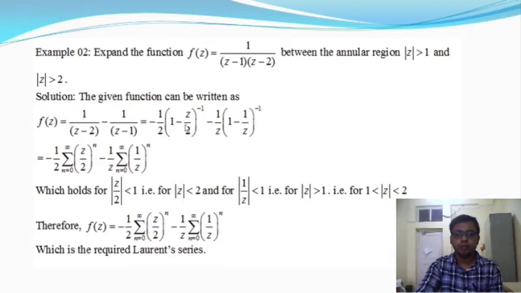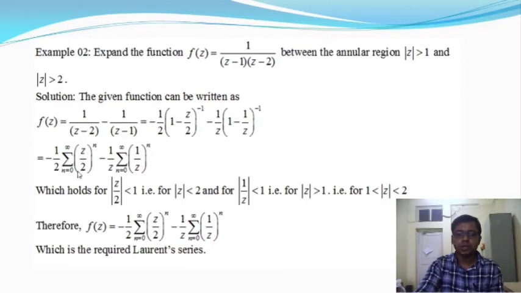In composite form, that means the summation form, the series can be written as minus 1 by 2 into the summation over n equal to 0 to infinity of (z by 2) whole to the power n. A similar thing happens in the second part, which gives minus 1 by z into the summation over n equal to 0 to infinity of (1 by z) whole to the power n.